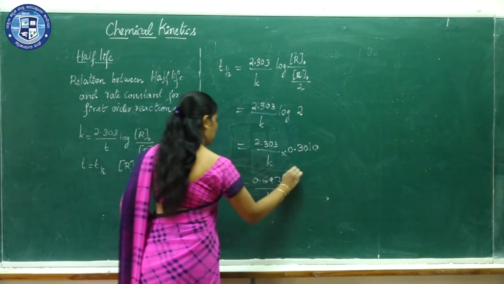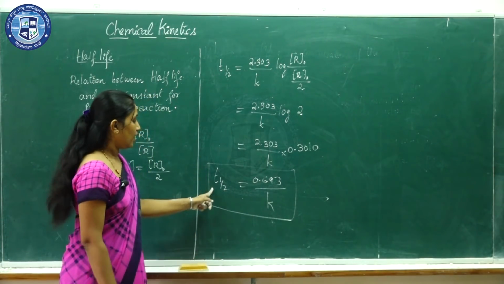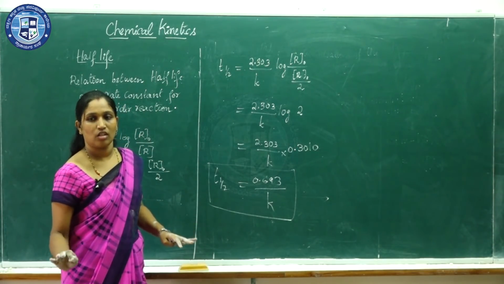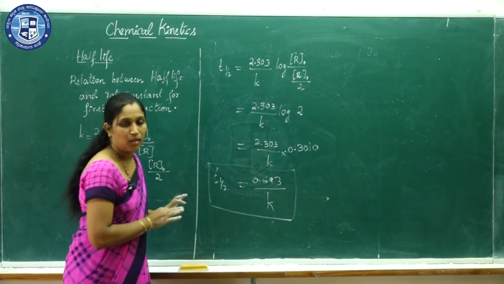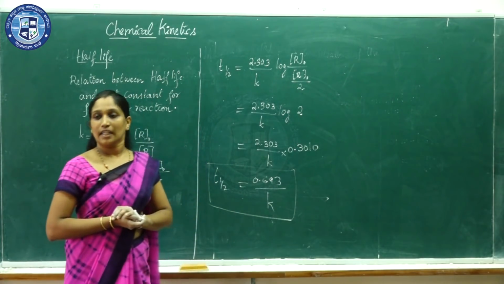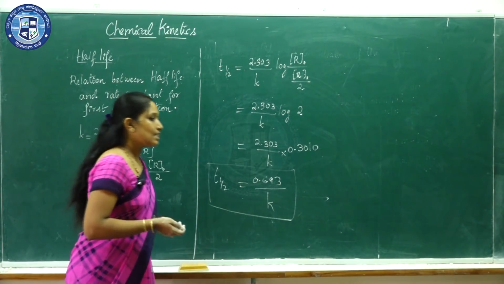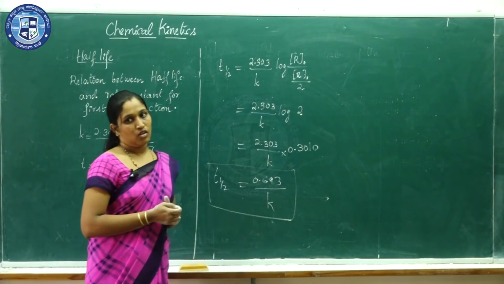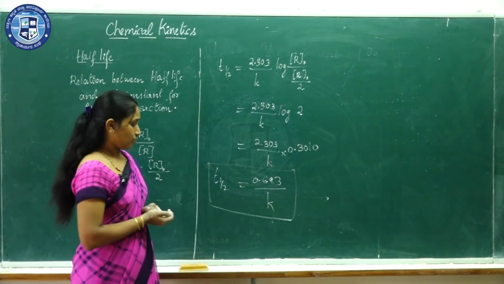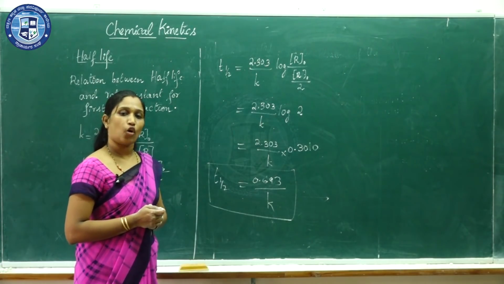As you can see here, if you compare it with the zero order reaction, T half for the first order reaction is independent of the initial concentration of the reactant. It is a very important point to be noted, and it is inversely proportional to the rate constant. So, if you know the rate constant for the first order reaction, you can easily find T half. If you know T half, you can find K. And it is independent of the initial concentration.